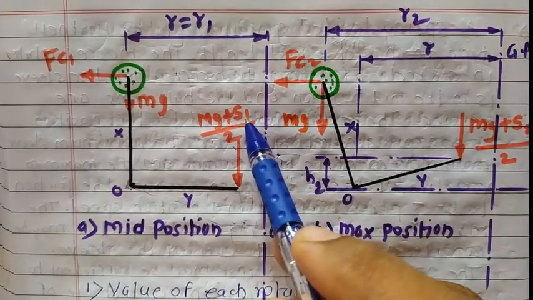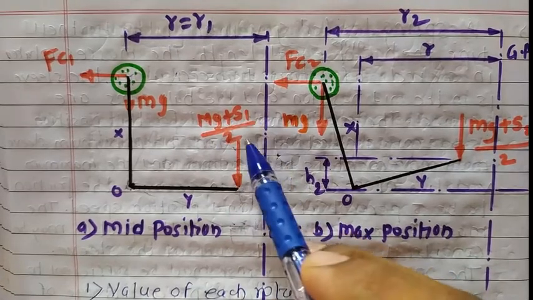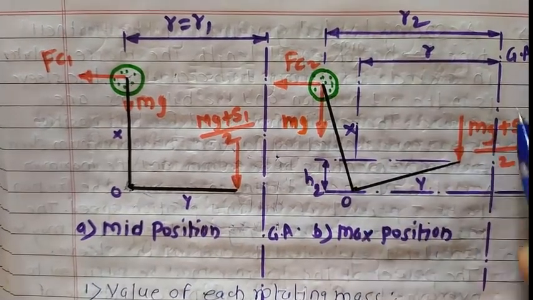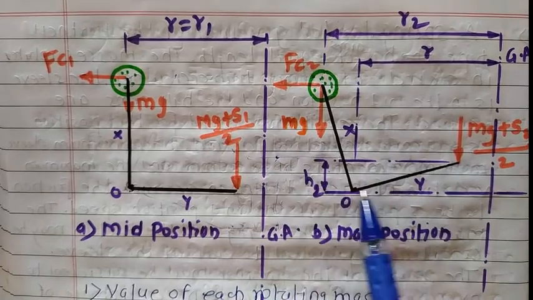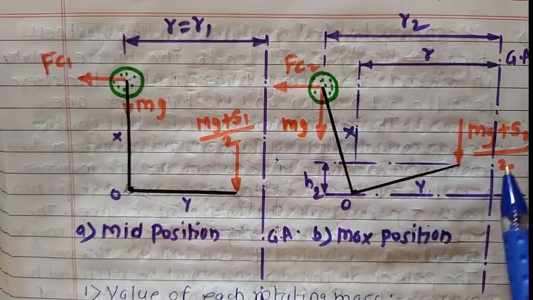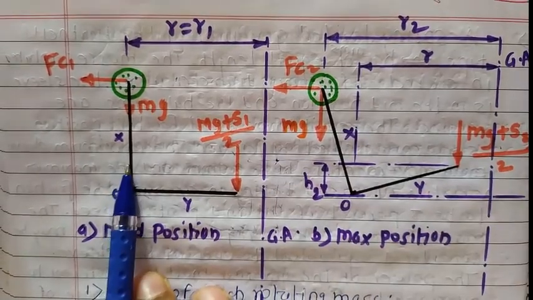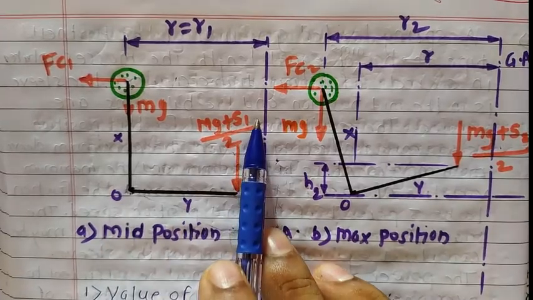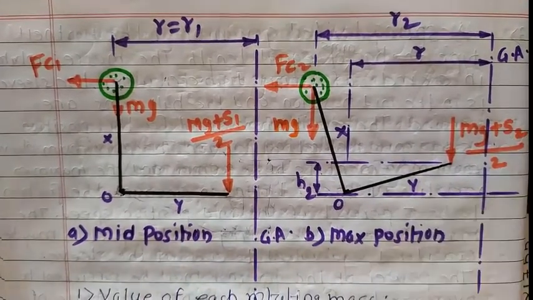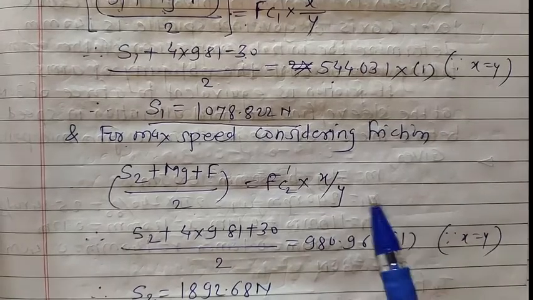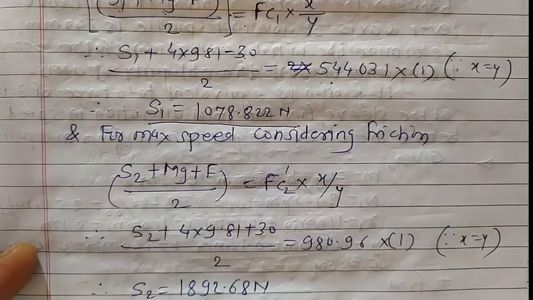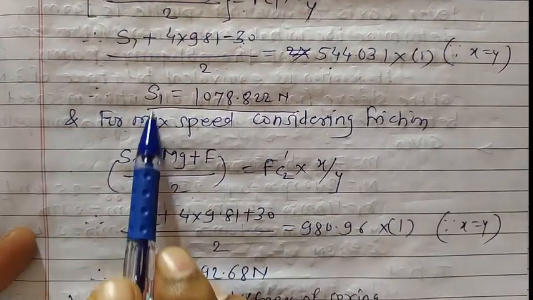Similarly, take the moment of mg plus S1 by 2, and by considering the friction, the moment of these forces about this point. Similarly, for the maximum position, we take the moment of this force and this force about this point, considering friction also. In the minimum position, you have to consider the minus sign for the frictional force, and in the maximum position, the plus sign. Corresponding to the maximum speed and minimum speed, we can get the values for S1 and S2 in this way.